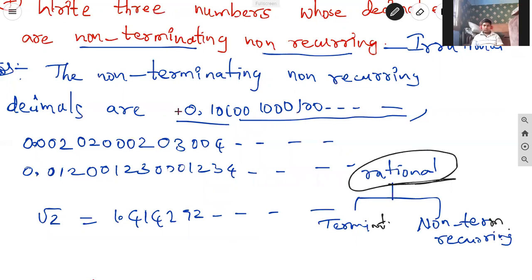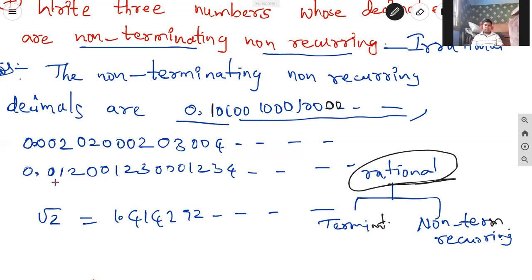So we can take one as 0.101001000100001... Here you observe it. 1 after 1 zero, 1 after 2 zeros, 1 after 3 zeros, 1 after 4 zeros. It's not repeated, so this is non-recurring. In the second example, I am taking 2 digits after 2, 1 digit after 2, 3 digits after 2. It's not related to any repeated values, so it is also non-recurring.